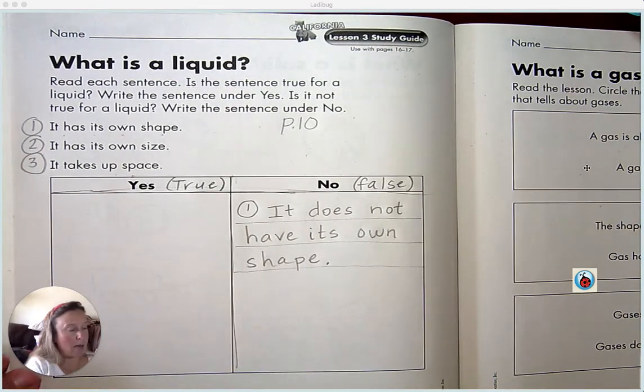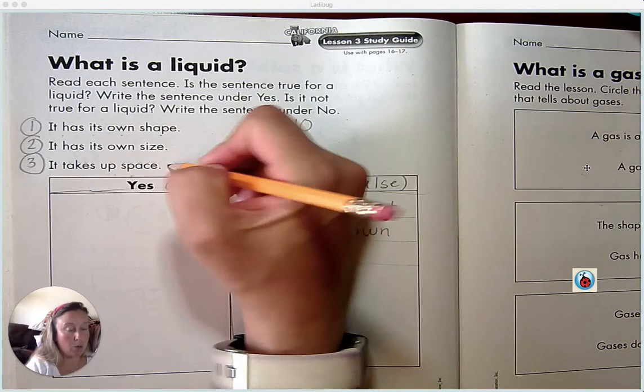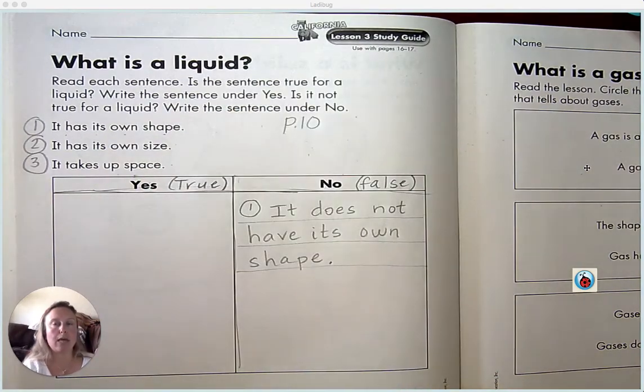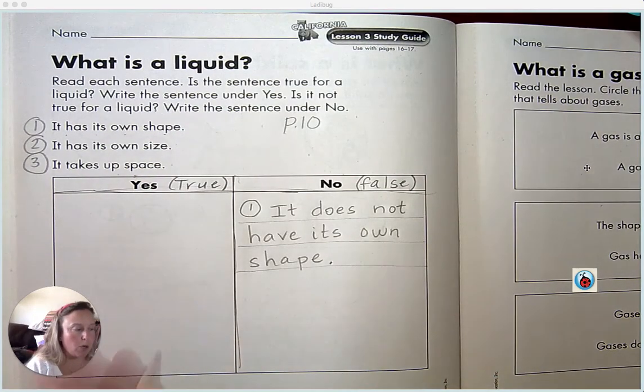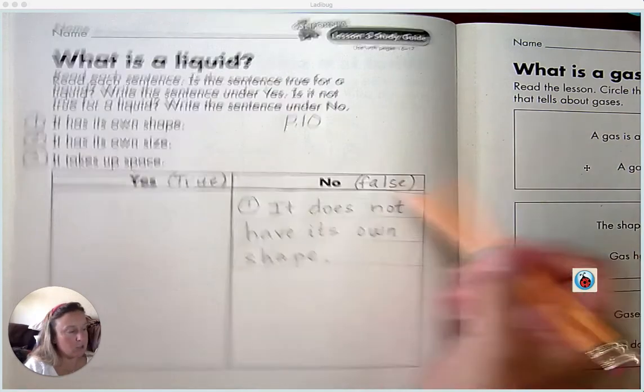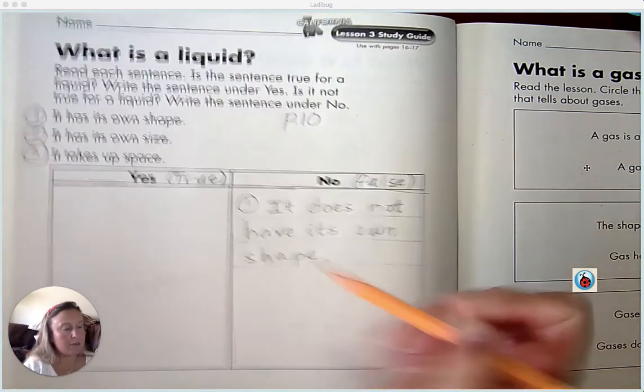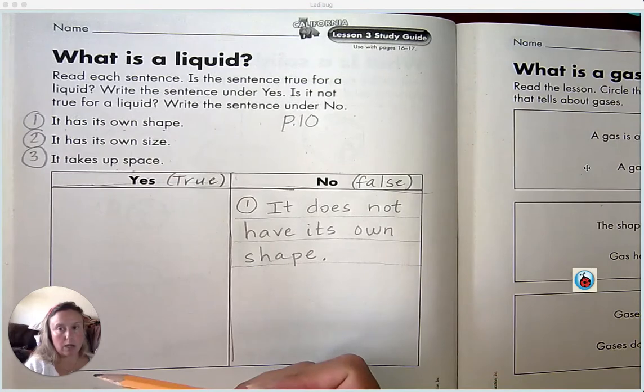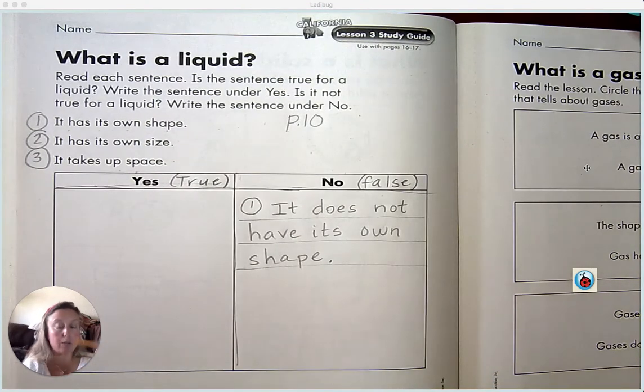So now I want you to think about number 2 and number 3. I'm going to read them to you, and then I want you to think about them and put them where you think they belong. If you think it is false, it goes in this column. If you think it is true, it goes in this one. So number 2, I'm going to read it, then you're going to pause, and you're going to decide where it goes.